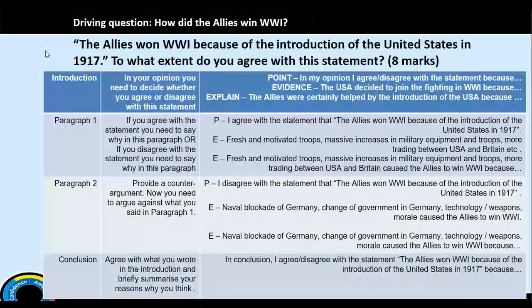In the next column, in your opinion, you need to decide whether you agree or disagree with this statement. Then for paragraph 1, if you agree with the statement, you need to say why, or if you disagree, you also need to say why. For paragraph 2, you always provide your counter-argument, so you argue against what you said in paragraph 1. And then for your conclusion, you agree with what you wrote in the introduction and briefly summarize your reasons why you have got to this point.